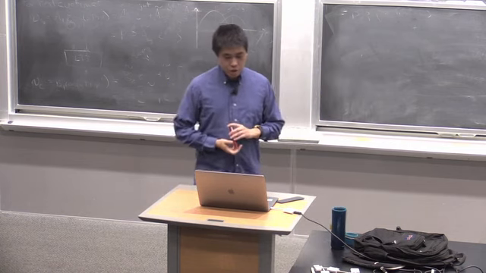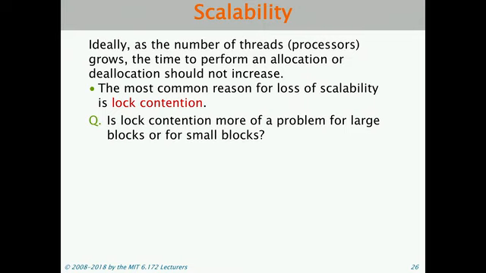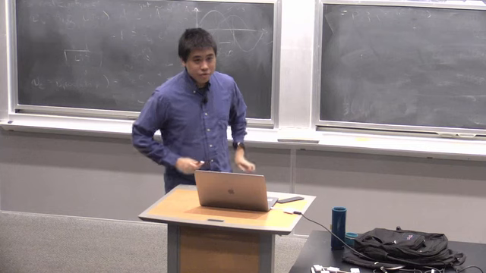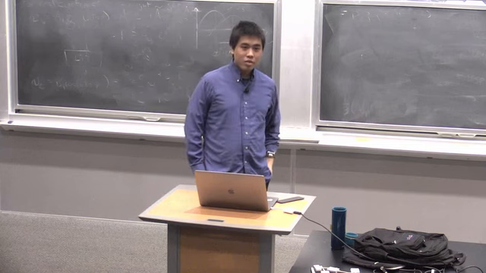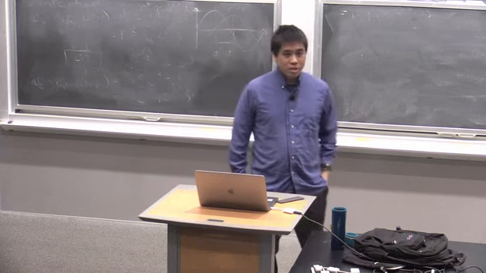So here's a question. Is lock contention more of a problem for large blocks or small blocks? Yes. So small blocks. Here's another question. Why? Yes. The time it takes to finish using the small block and then be allocated is usually relatively small, so you have to do many allocations, which means you have to go through the lock multiple times.